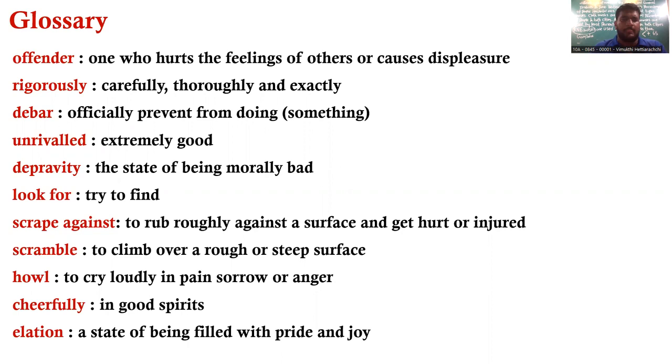In good spirits means a state of being filled with pride and joy, elation. These are the meanings that I have given, which are relevant to chapter number three. We have been doing chapters two and three, if I'm not mistaken. You can use these difficult words and write them all down. It will be very important to enrich your vocabulary, and sometimes it will help you to write answers as well. So hurry up and finish it off.